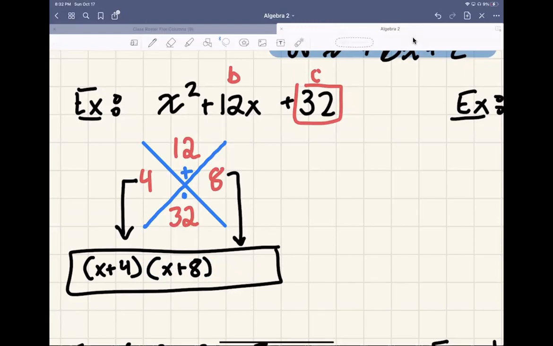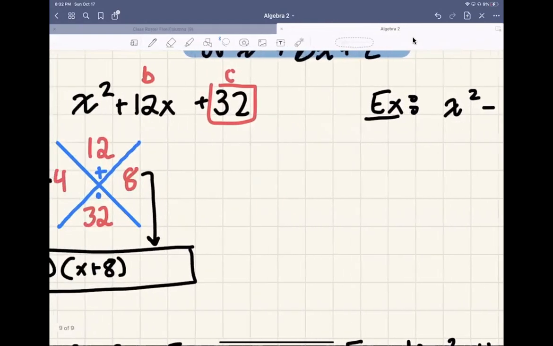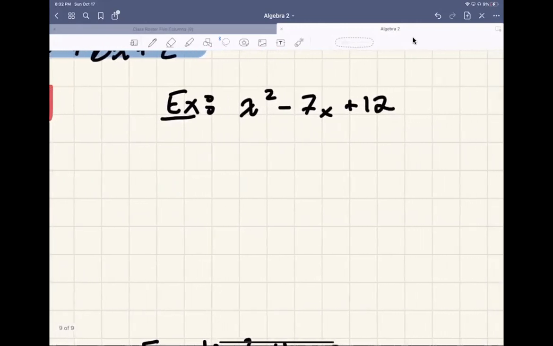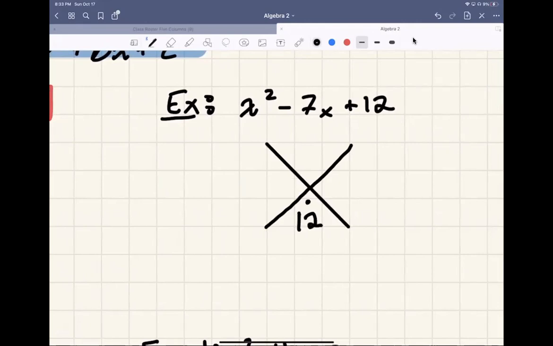Now let's go ahead and look at this next one. That's how you factor basically. So we're gonna draw our x. We're gonna want to multiply to 12 and add up to -7. You keep the sign. So let's think of what multiplies to 12. This time, you have to include negative numbers.